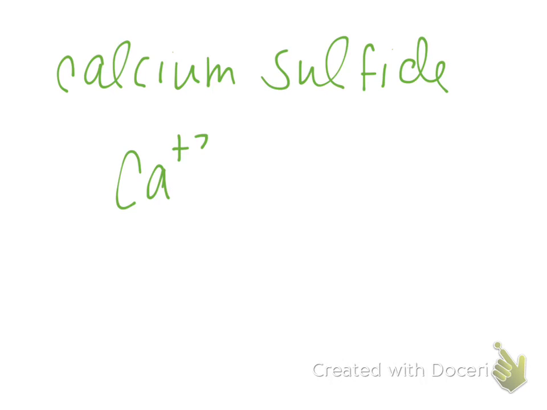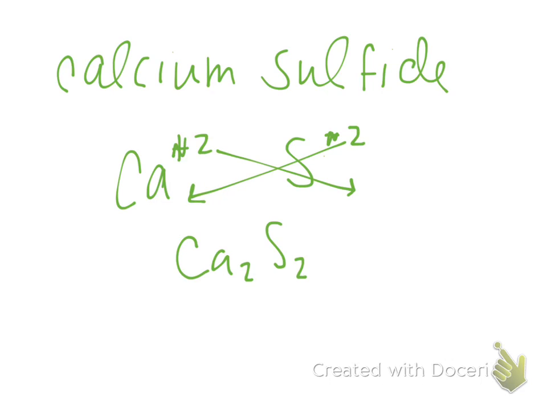Calcium is +2. Sulfide is -2. So you can just squish those together, right? A +2 and a -2. They work out just fine. If you do the crisscross method, it works out too. That leaves you with Ca2S2. But if you just squish them together, that leaves you with CaS.